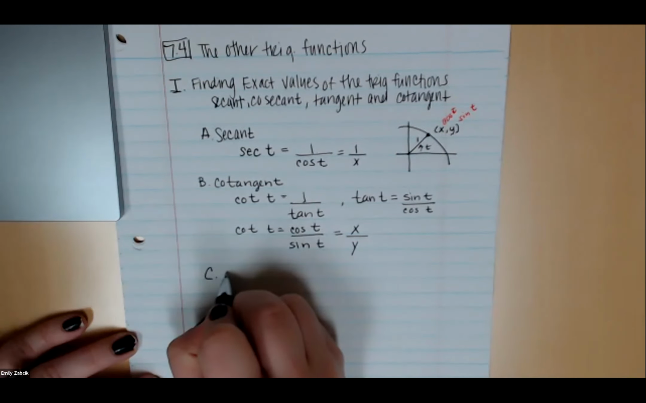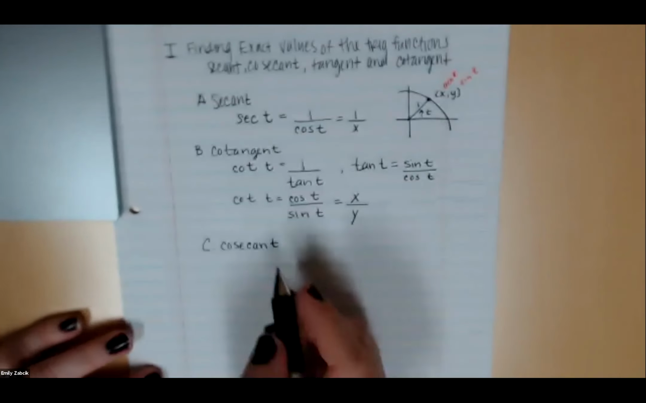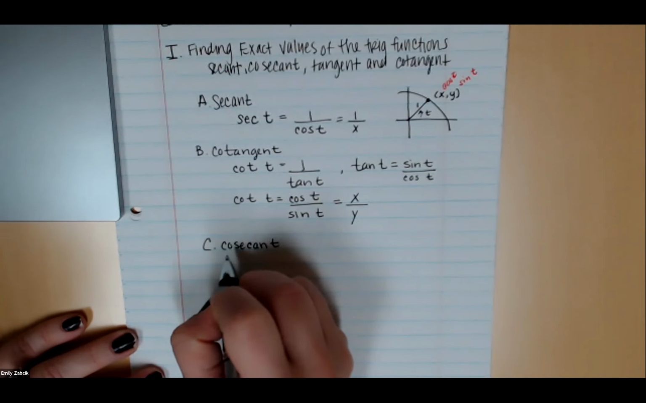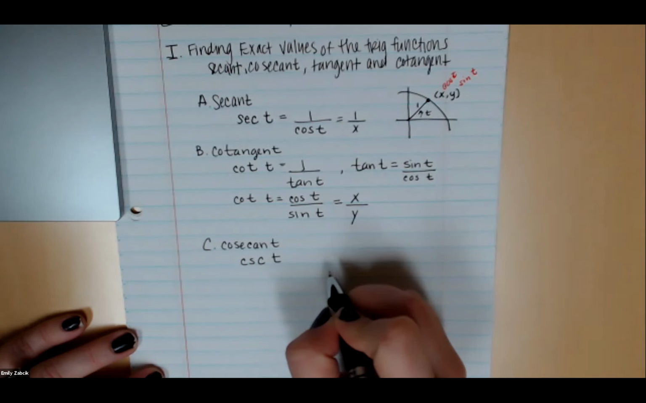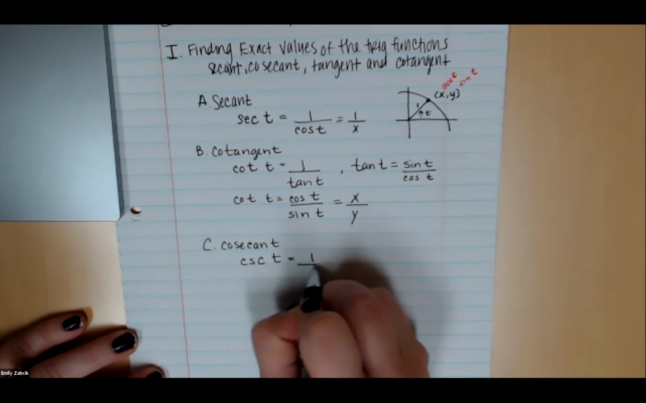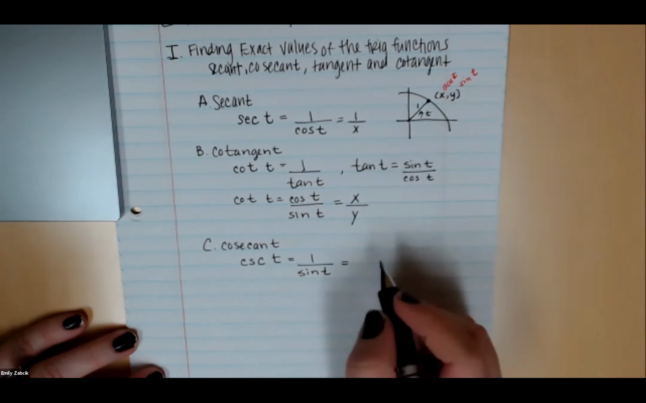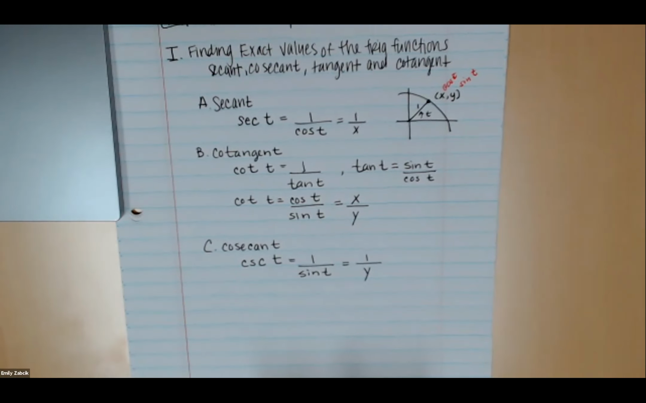Let's do the third one here, cosecant. Now cosecant is abbreviated. We can't abbreviate it as COS, that looks like cosine. So we abbreviate this one with CSC. So cosecant of angle T is equal to 1 over sine. And we know sine is equal to y. So 1 over y. So I wanted to look at these three trig functions, relate them back to our unit circle, relate them back to that x comma y.